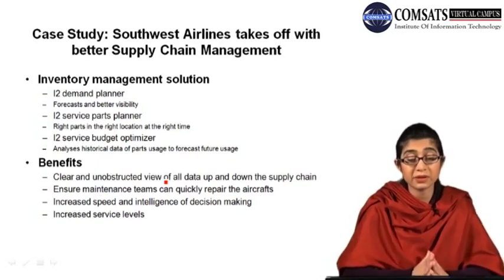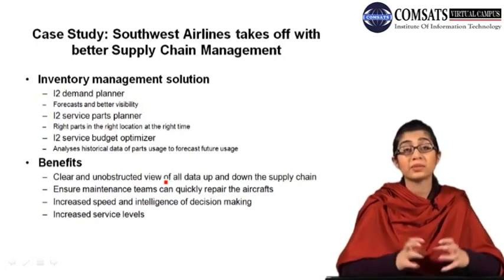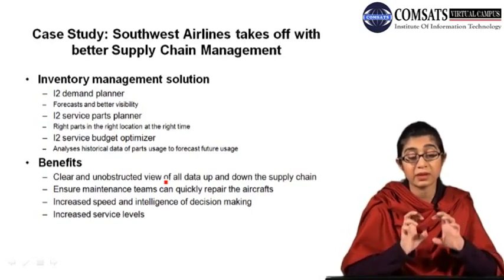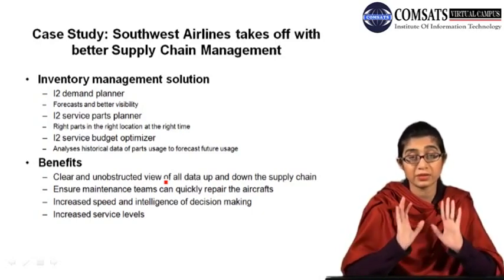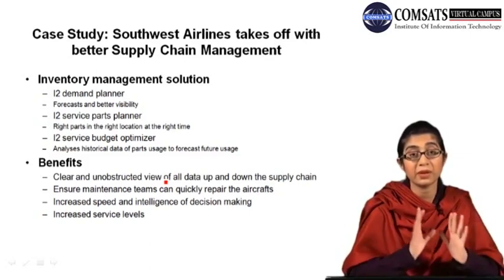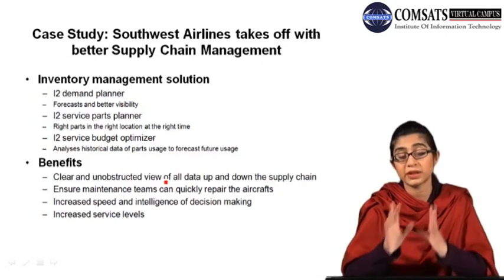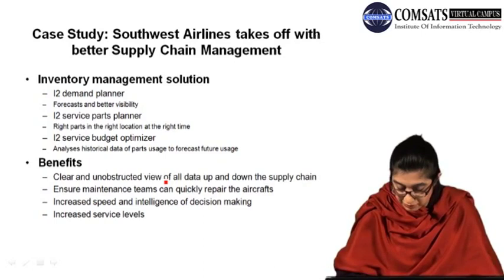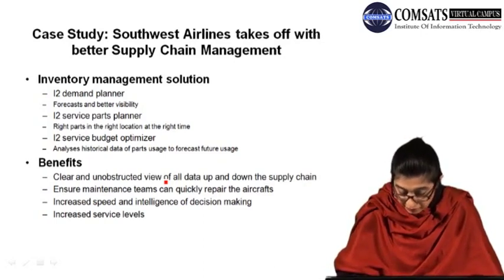So the i2 Service Parts Planner was basically providing information about the right part in the right location at the right time. So this is what they were doing: where the problem is, the part reaches there to be replaced. The software can also recommend the best mixture of parts for each location that will satisfy the customer service requirements of the location at the lower cost.